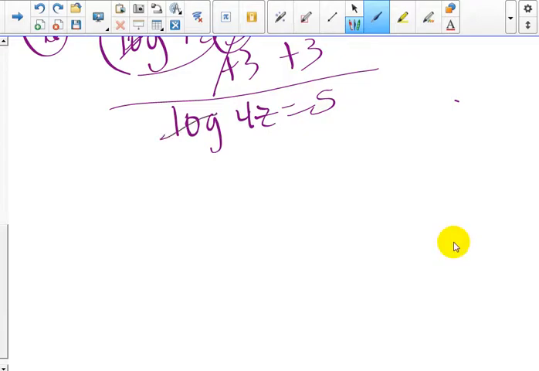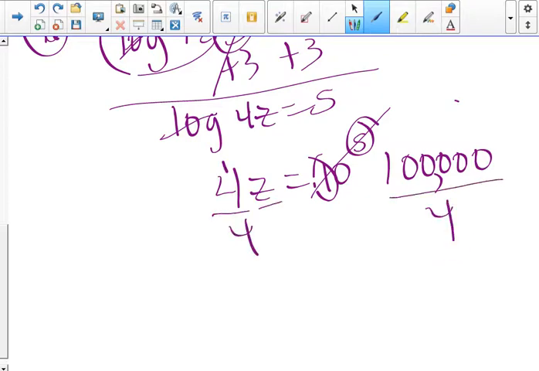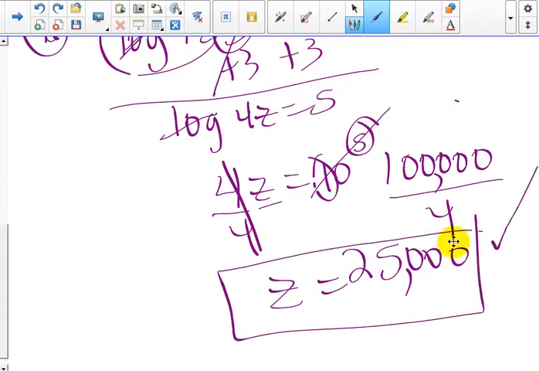Now we can get rid of the log. So we're going to have 4z equal 10 to the 5th power, which is 1 with 5 zeros. So 100,000. Now divide each side by 4, and you get that z is equal to 25,000. Okay? Good?